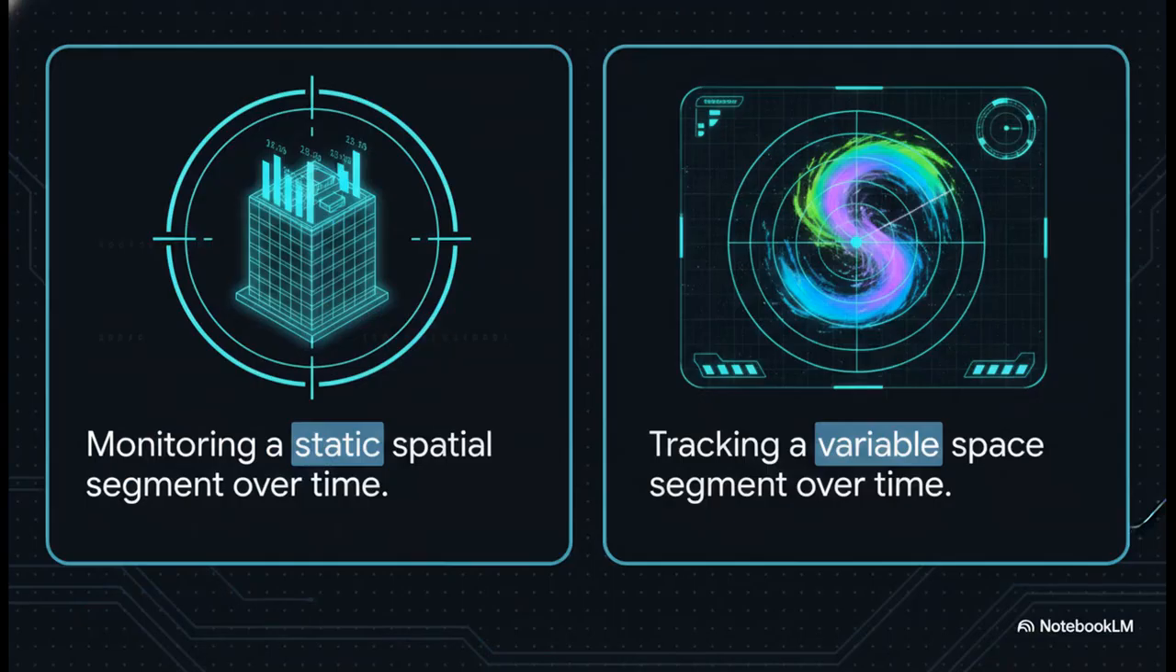To process this effectively, the system, or the cartographer, really has to make a choice. They can choose to monitor a static spatial segment, which is kind of like observing population changes in a single defined city block over several decades. Or they can track a variable space segment. That would be like following the constantly shifting boundaries of a moving storm front as it rips across a continent.